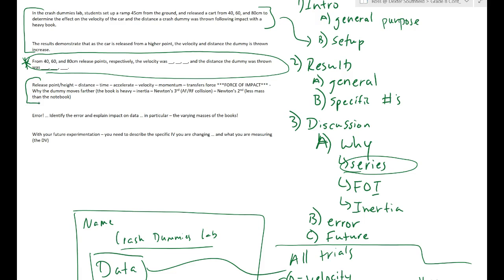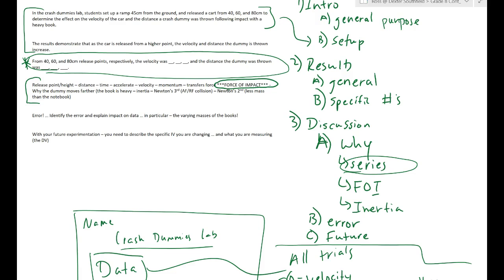Therefore, when it hits the book at the bottom of the ramp, it's going to transfer the force from the cart into the book. That book will move, the cart will stop moving. This is where we go into that force of impact conversation that we had about momentum. More on that in a moment.